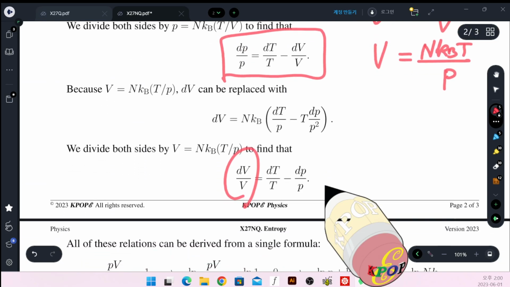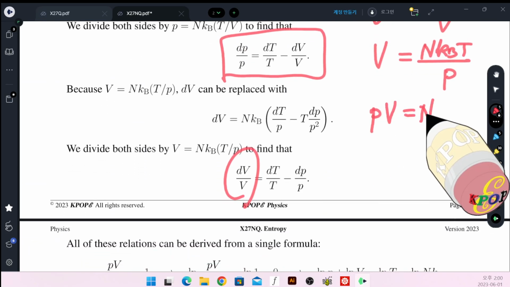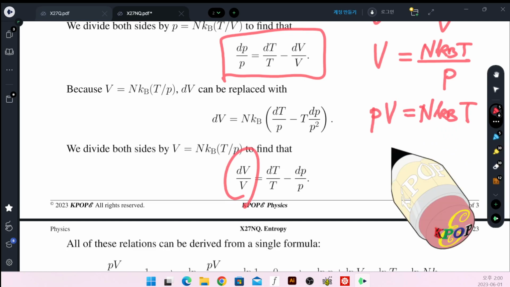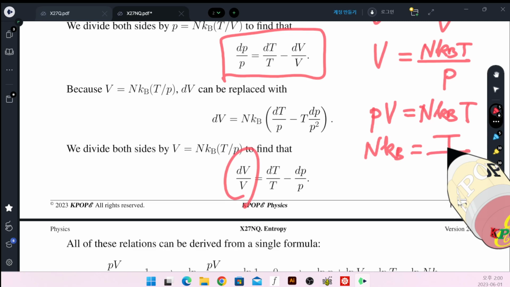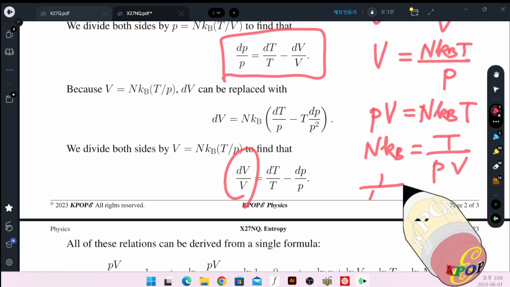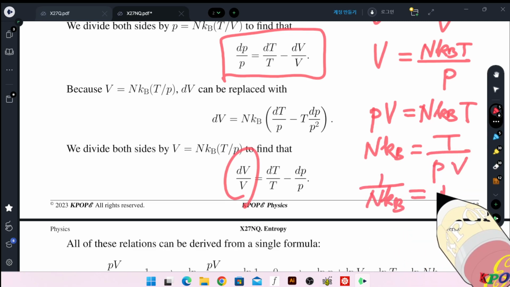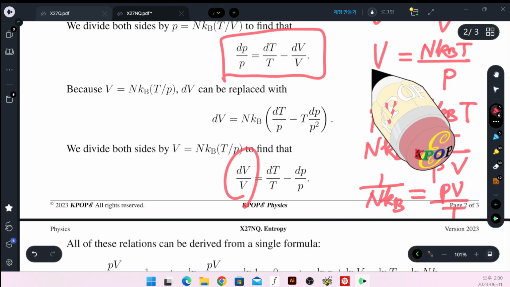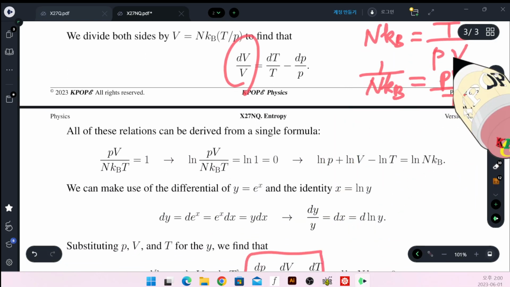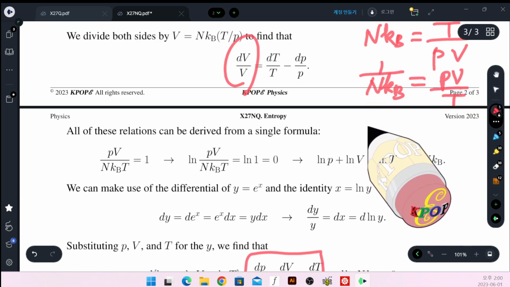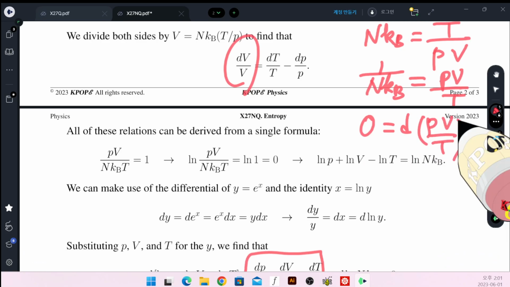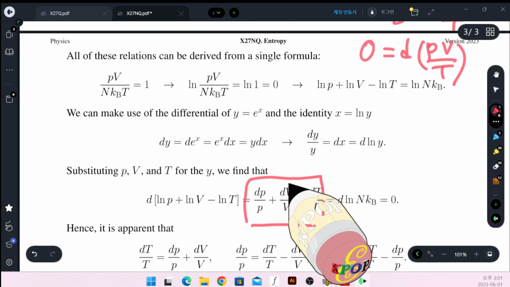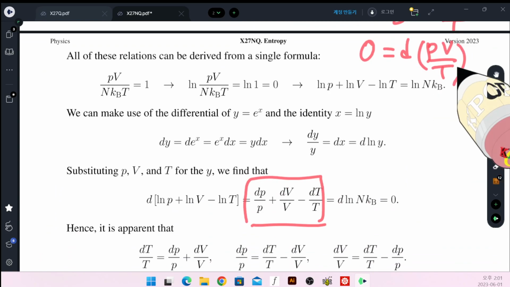So we recall PV equals NkBT. And actually the constant value NkB equals PV over T. Then we take the total differential of this constant. So 0 is the total differential of PV over T. We can compute this total differential in a similar manner.